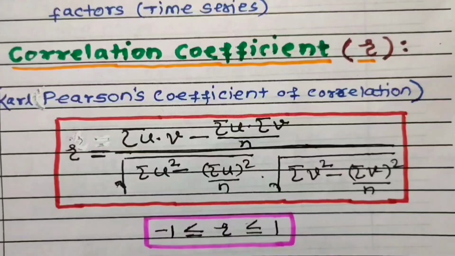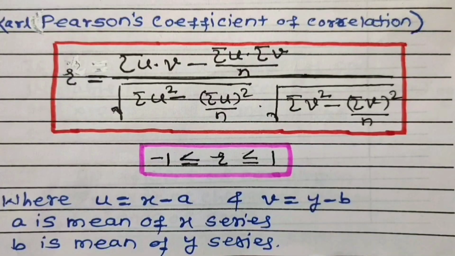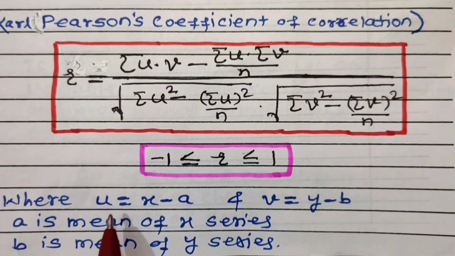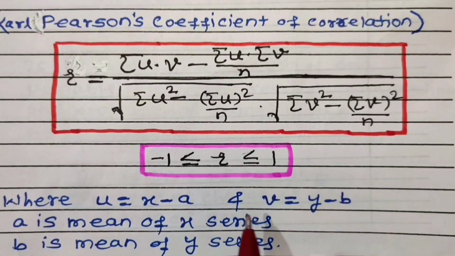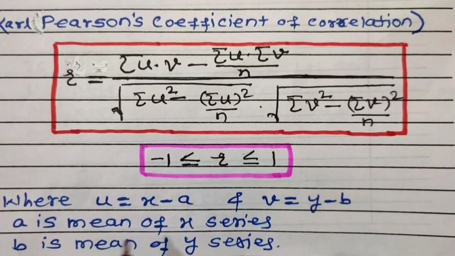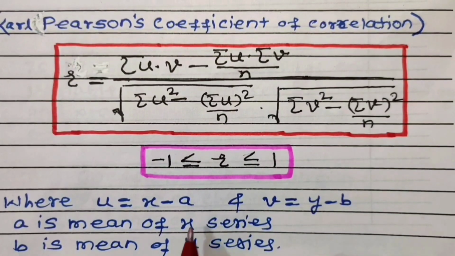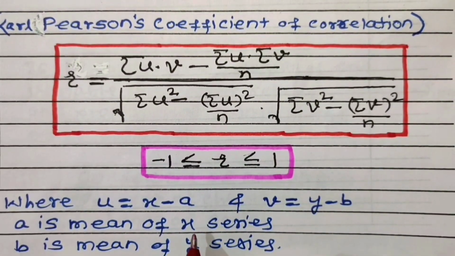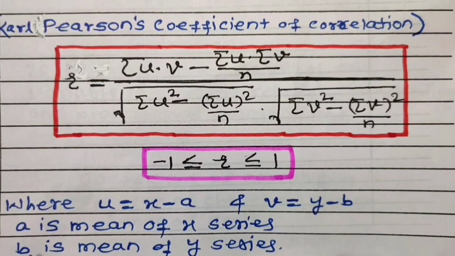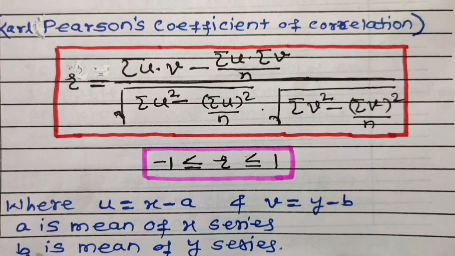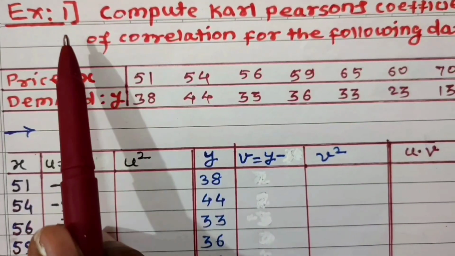And in this formula, u and v are such that u is equal to x minus a and v is equal to y minus b. A is the assumed mean of X series, not the actual mean, but it is an assumed mean which is very close to the actual mean. And B is an assumed mean which is very close to the actual mean of Y series. Remember this. Let us solve sum number 1.